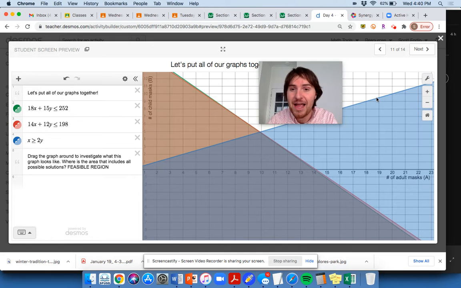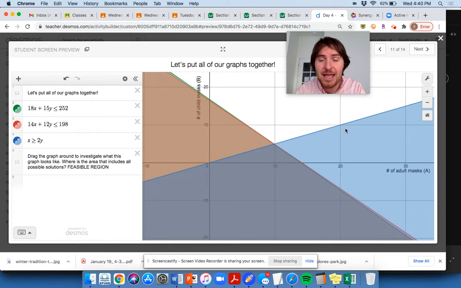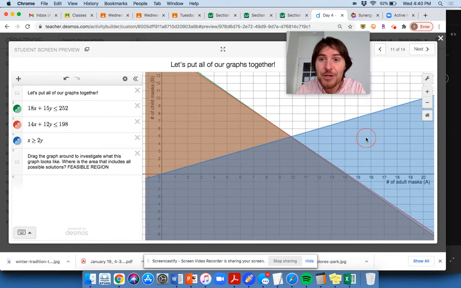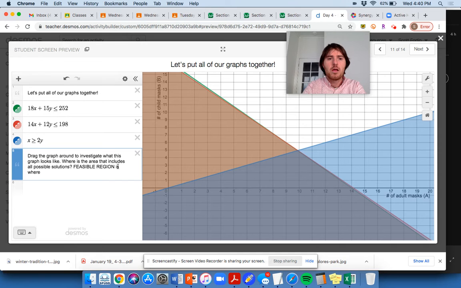And you might be wondering, what's going on, feasible region? This is how you do this by hand. You'd graph all three of the constraints by hand, and then you figure out where all three overlap. That includes all possible solutions, all possible solutions right here. The feasible region is where all the inequality graphs overlap.